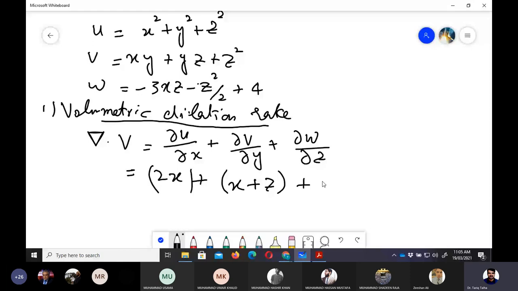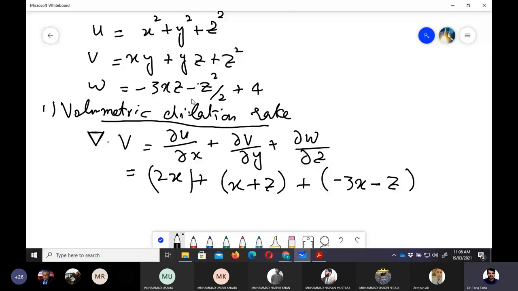partial w by partial z, that would be equal to minus 3x minus z. Right? So I hope that you understand how we have done this.